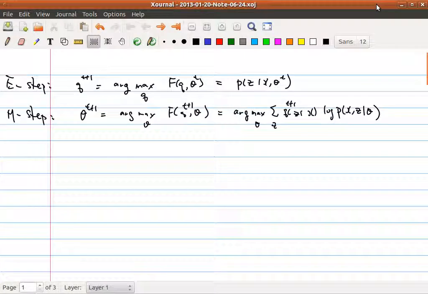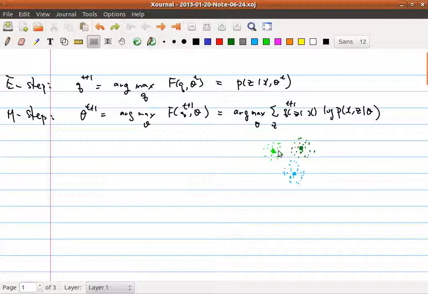Welcome back. I want to continue my discussion today on the EM algorithm. In particular, I want to give a classic example for the EM algorithm, the parameter estimation for a Gaussian mixture model. My Gaussian mixture model is something like this. I have, for example, a mixture of 3 Gaussians here.